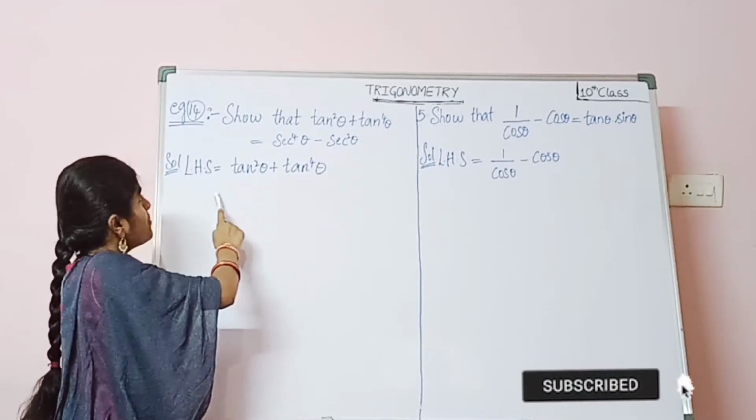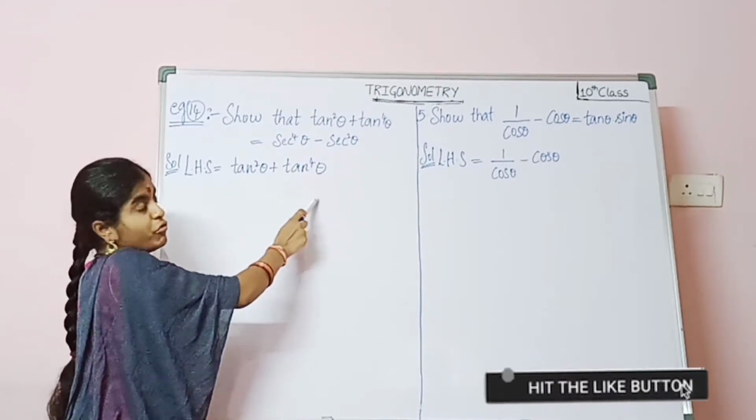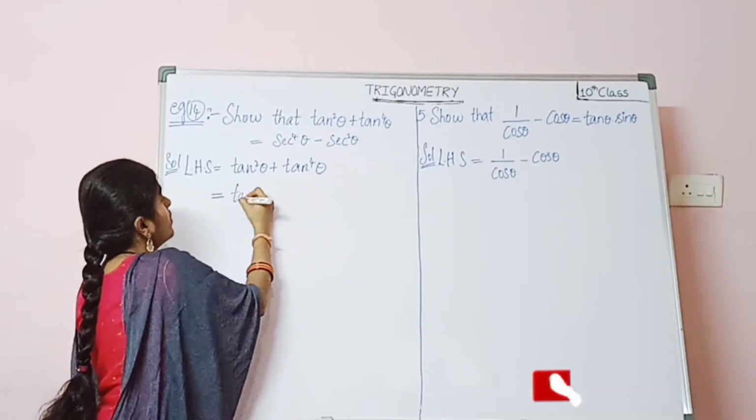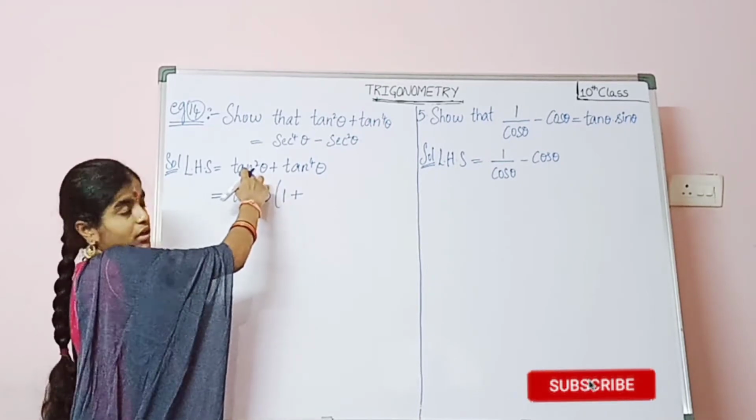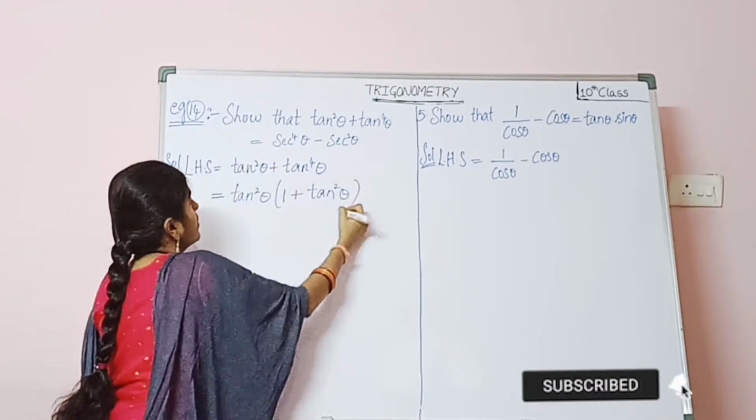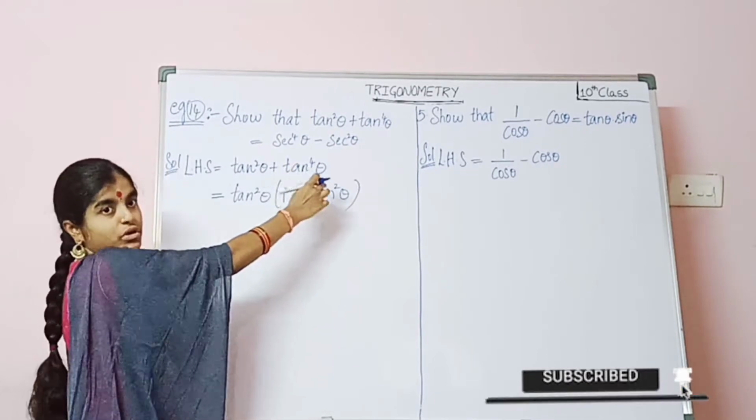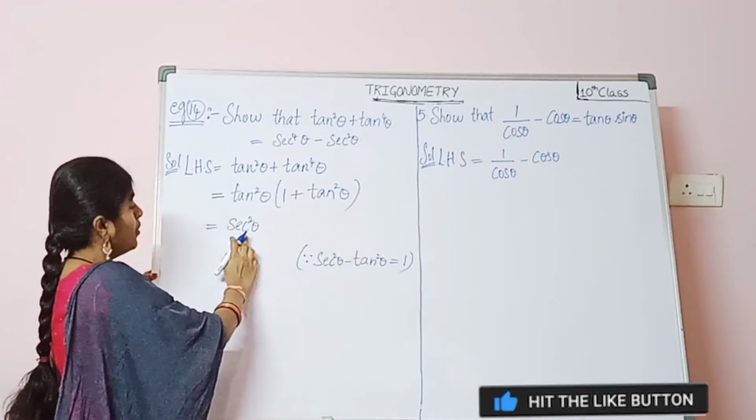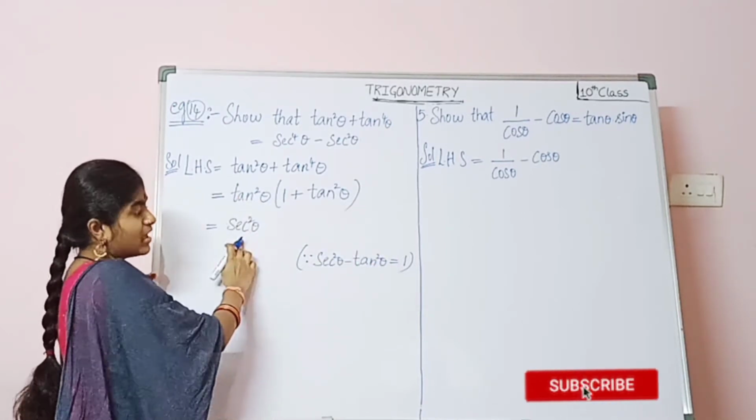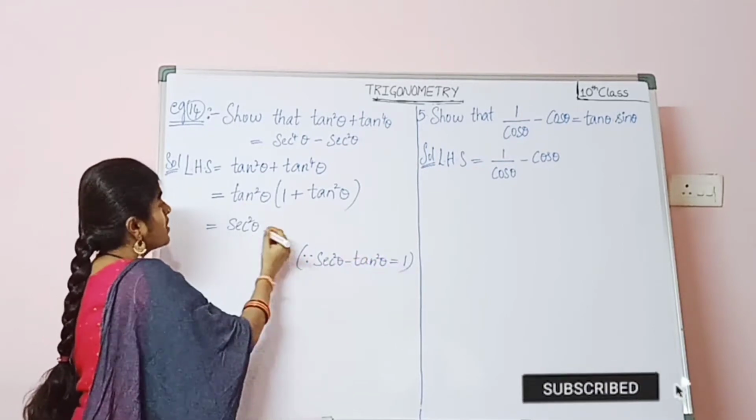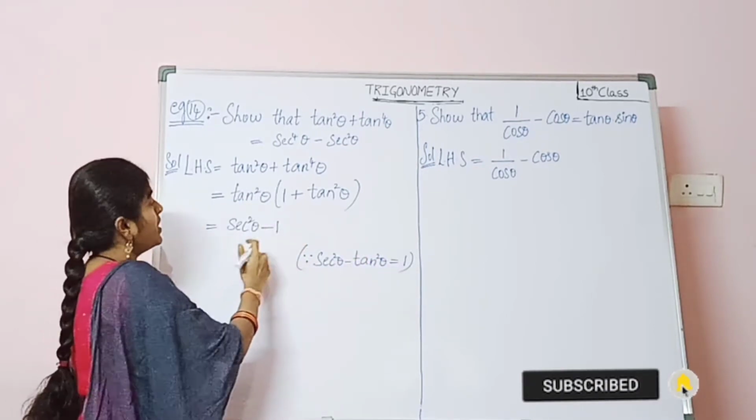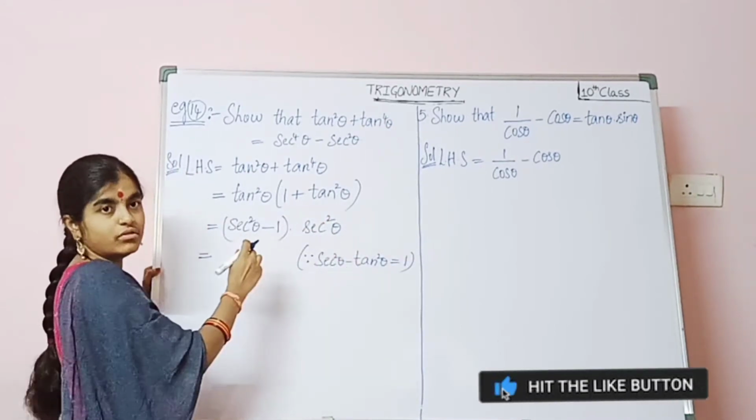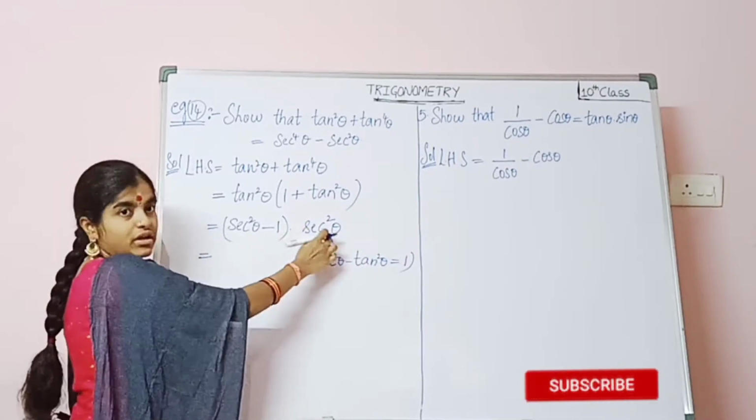So, what is LHS here? Tan square theta plus tan power 4 theta. That equals, here we are taking tan square theta common: tan square theta into (1 plus tan square theta). Since from the trigonometric identity secant square theta minus tan square theta equals 1, in the place of tan square theta we can write secant square theta minus 1, and in the place of 1 plus tan square theta, we can write secant square theta.